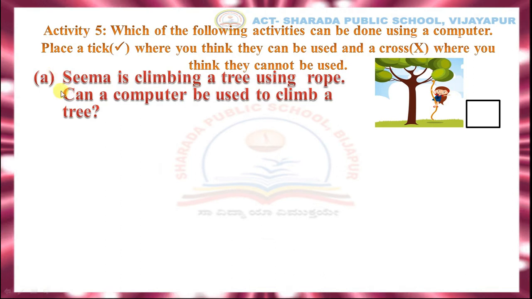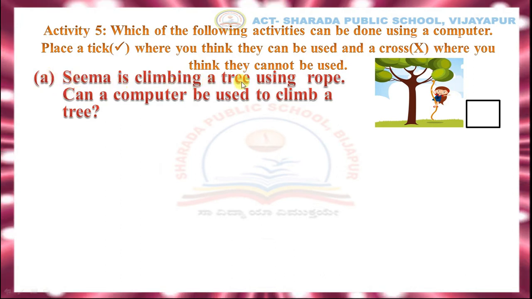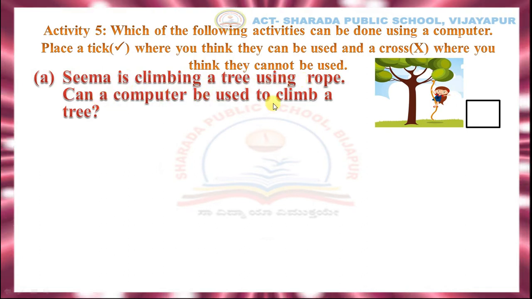For example, first one is Seema is climbing a tree using rope. Can a computer be used to climb a tree? Can you guess the answer, children? Yes, it's wrong. We cannot use computer to climb a tree. So, put a cross mark in the box given.